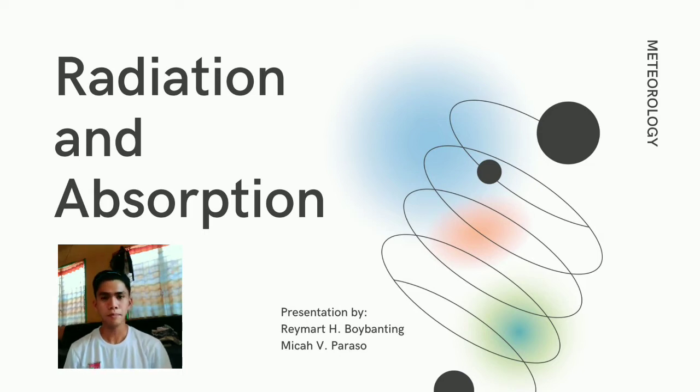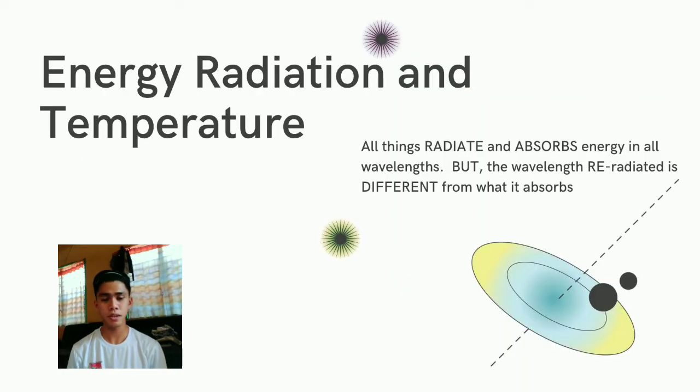So our topic will be about radiation and absorption. Now let's first discuss the energy radiation and the temperature. According to this, all things both radiate and absorb energy in all wavelengths. All things, meaning everything around us, radiate and absorb. So everything around us absorbs all types of wavelength, all types of radiation, and also it emits its own radiation.